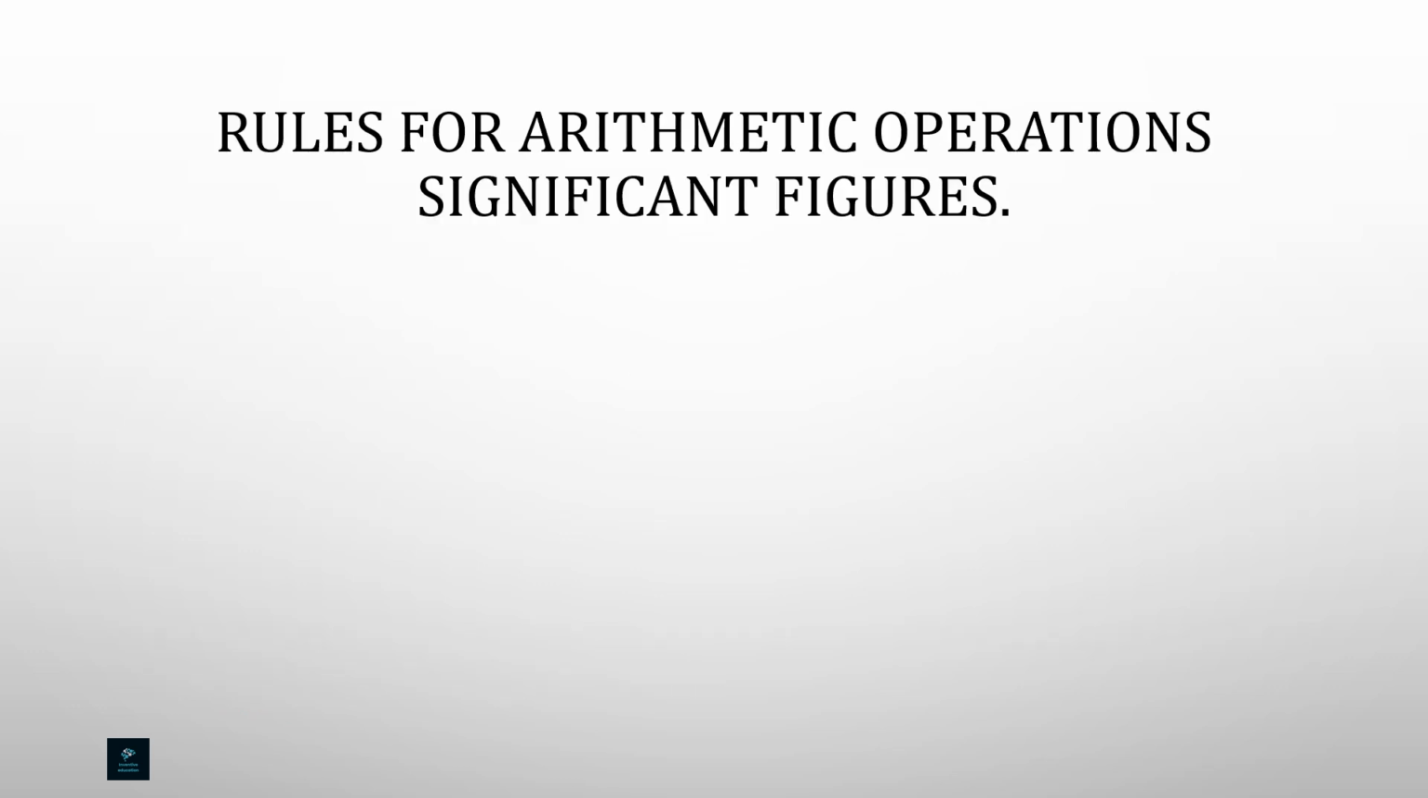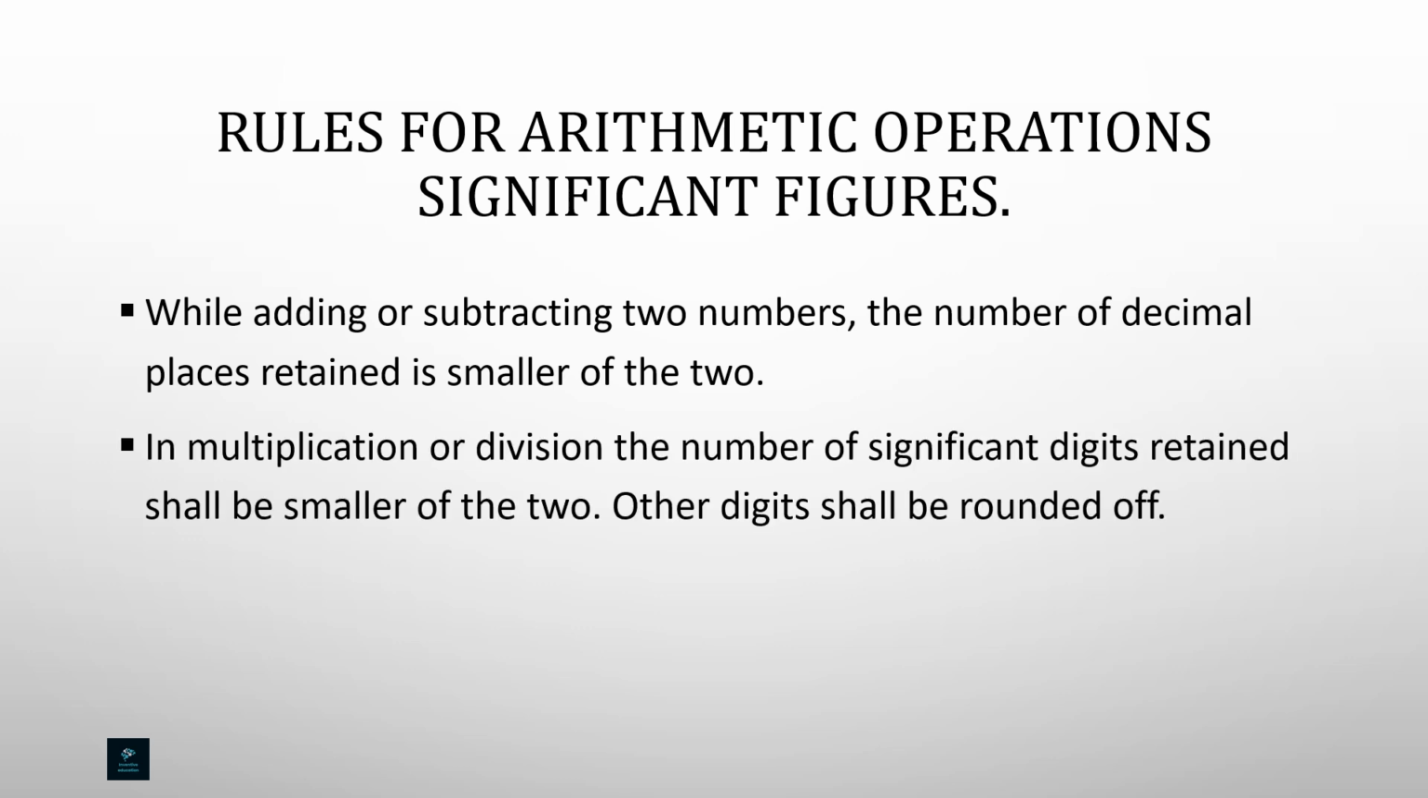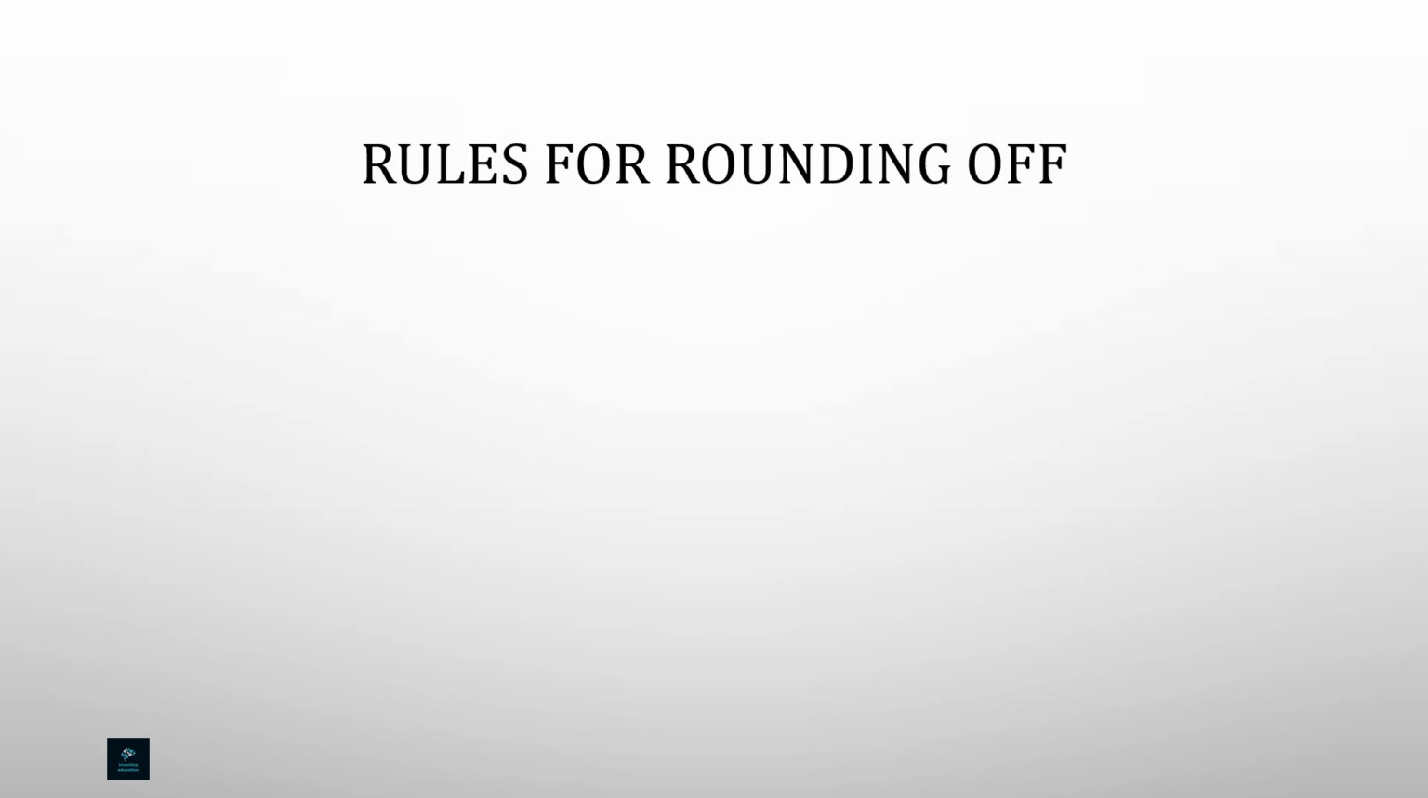Now, when arithmetic operations between significant figures are needed, there are certain rules that should be followed. While adding or subtracting two numbers, the number of decimal places retained is the smaller of the two. In multiplication or division, the number of significant digits retained shall be the smaller of the two. Other digits shall be rounded off.